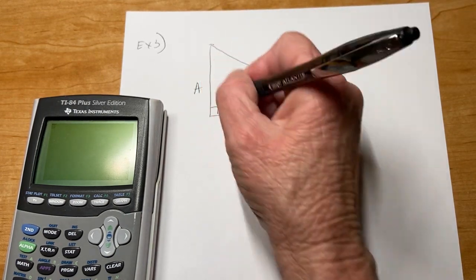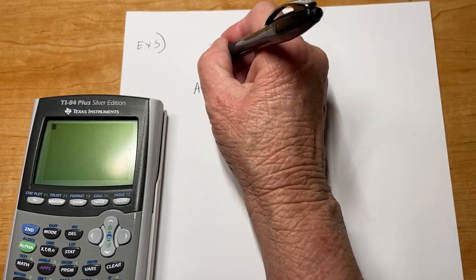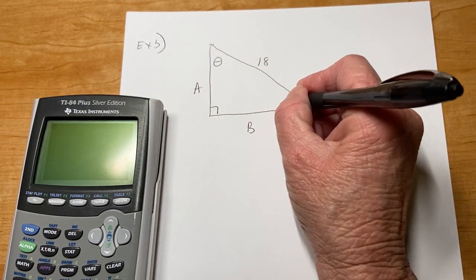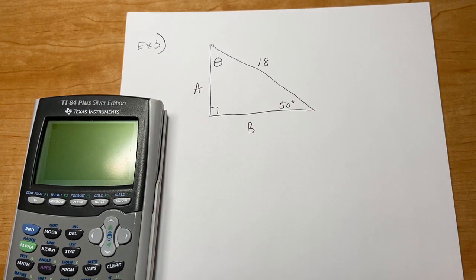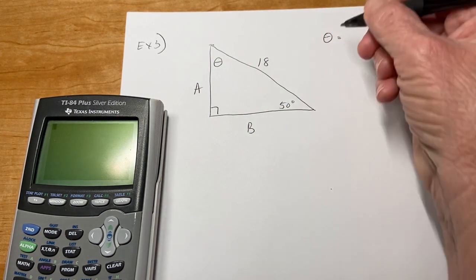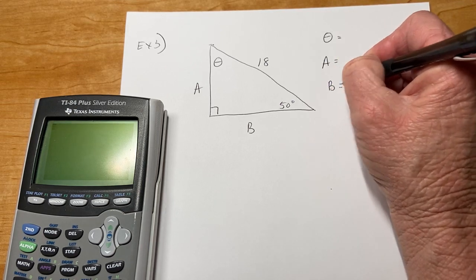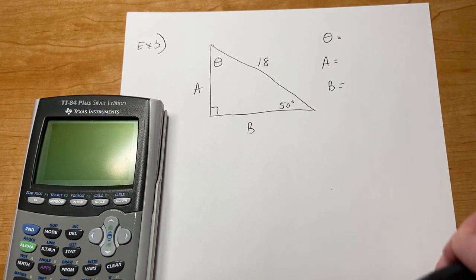Okay, side A, side B. My hypotenuse is 18. This is theta, and this is 50 degrees. I call this triangle the Lieutenant Dan triangle. Wonder why. Let's see. I need theta, I need a leg, and I need a leg. Lieutenant Dan, you got no legs. That's why this is Lieutenant Dan.